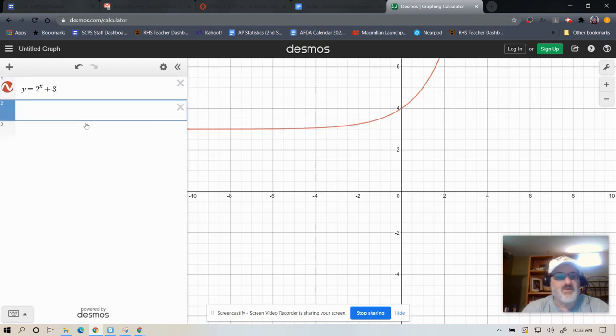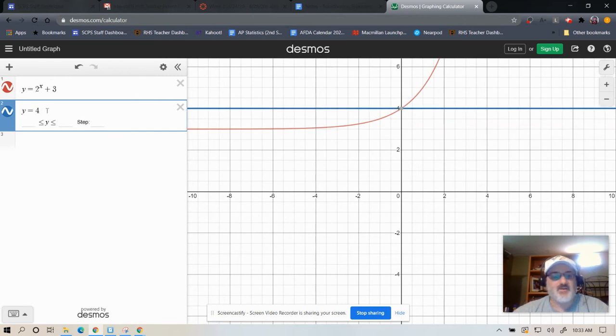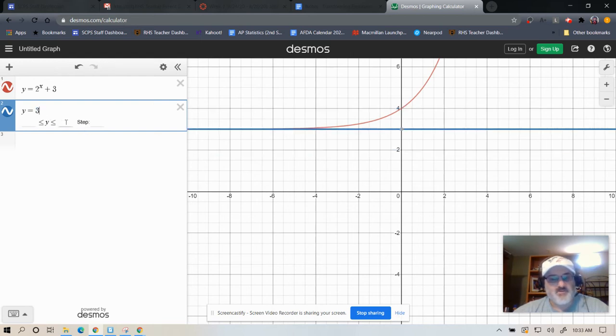Also, if I type in y equals 3, just to highlight the asymptote there, that's the asymptote. So you can check the asymptote. Let's say I thought it was at 4. That's not it, right? 2, that's not it. But if I go to 3, that's definitely it. Okay, so you can always check the asymptote that way.